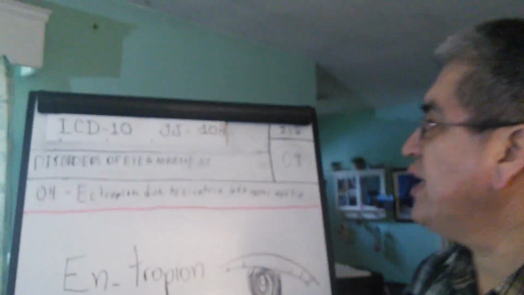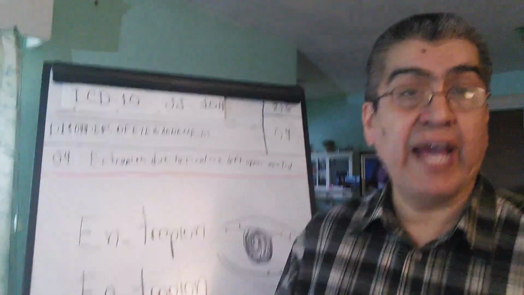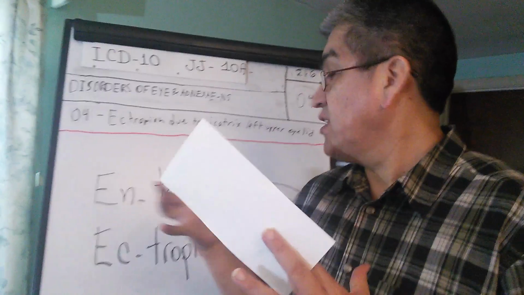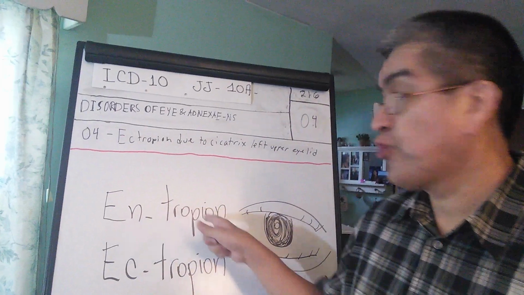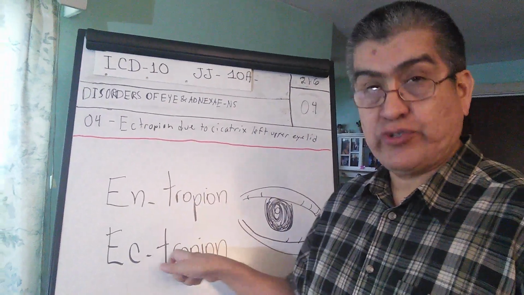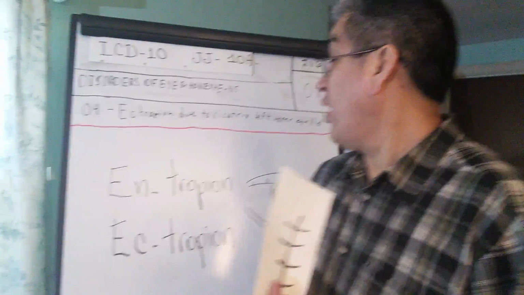Hi, today we have another problem with a disorder of the eye, and it's the opposite of the problem that we had 2 days before. 2 days before we had entropion, and now we have ectropion. Now a quick review of what they mean.